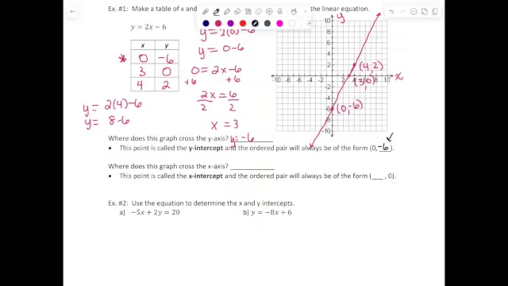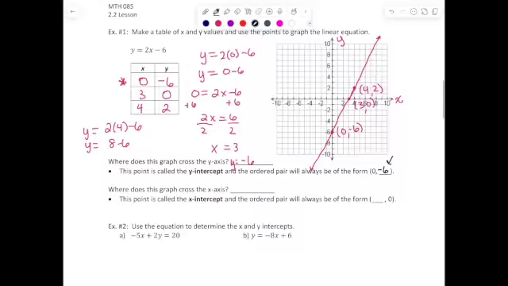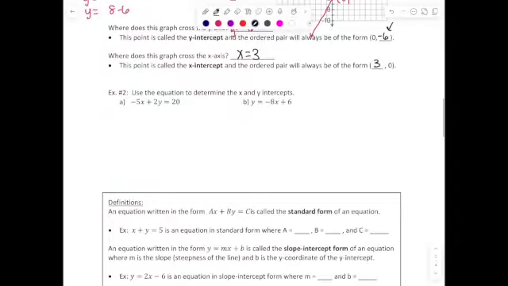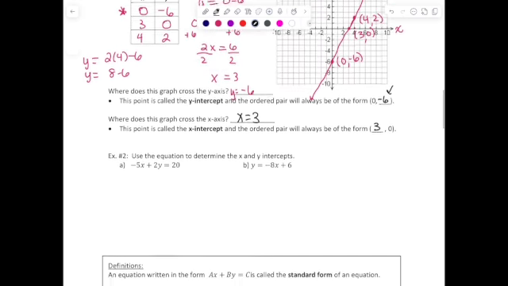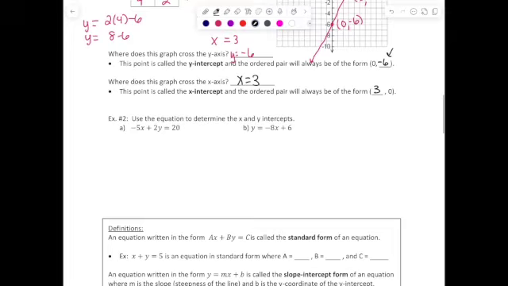So this is the intercept, and the other one will always be 0. Same thing with the x-axis. We want to find where it crosses, and we know that it crosses at x equals 3. So the ordered pair will always be of the form 3, 0. Perfect. So we want to do the same idea with these two examples. We want to find the x and y intercepts.